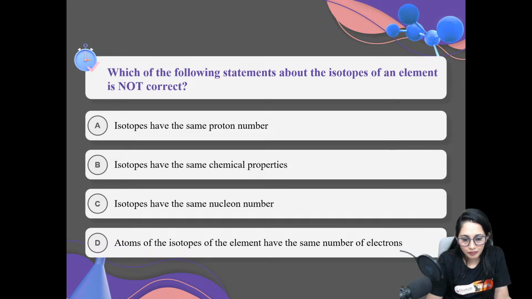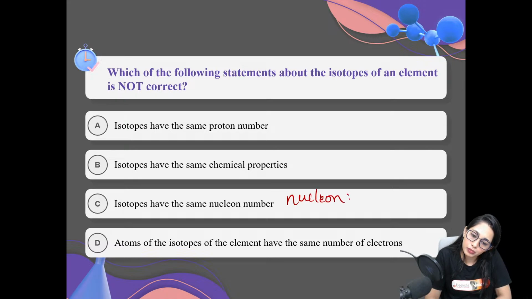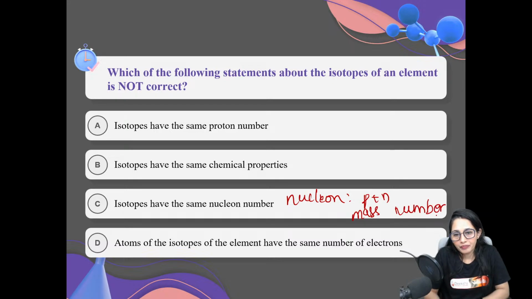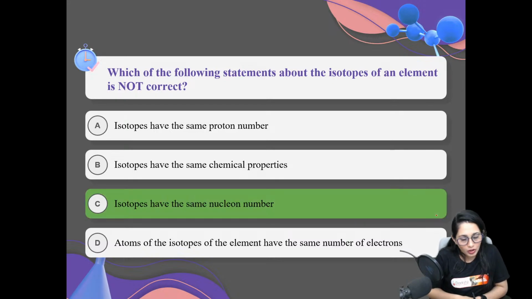Option C. Isotopes have the same nucleon number. Nucleon means proton and neutron, which means it is the mass number, right? Yeah, which is not correct. Option C is not correct. Absolutely right. Very good. All of the other statements are absolutely right about isotopes.